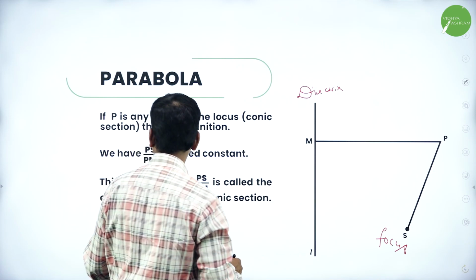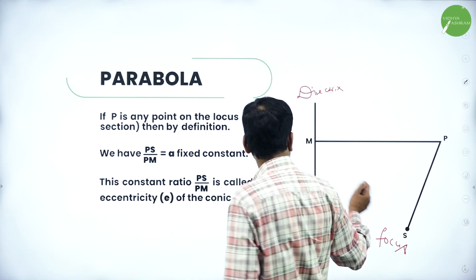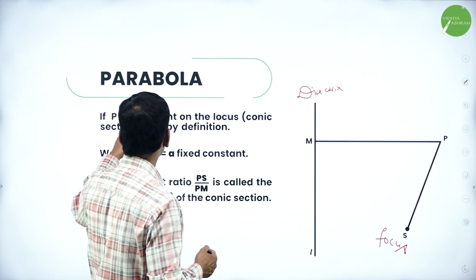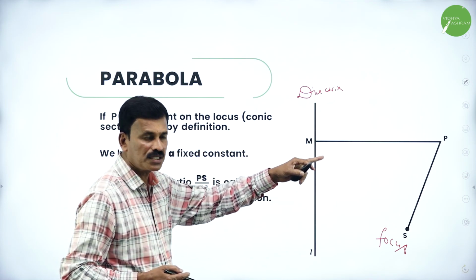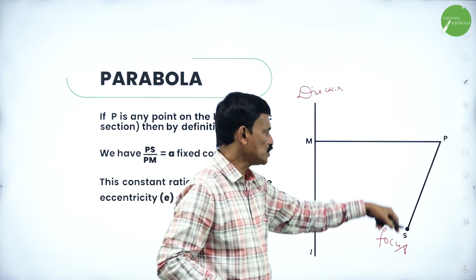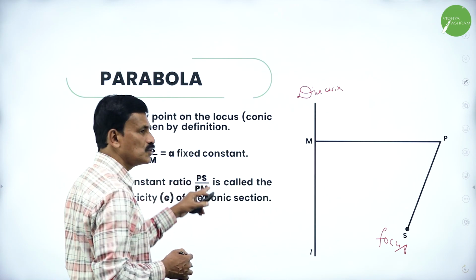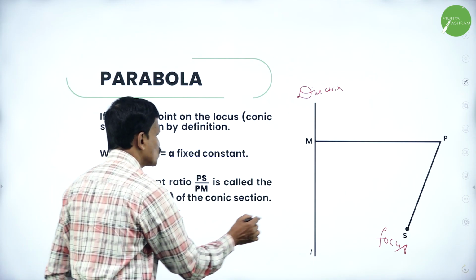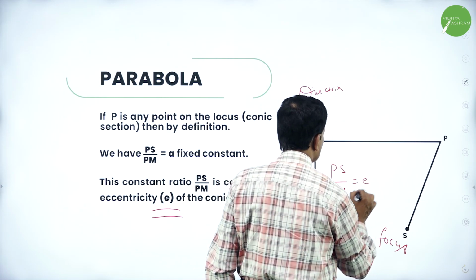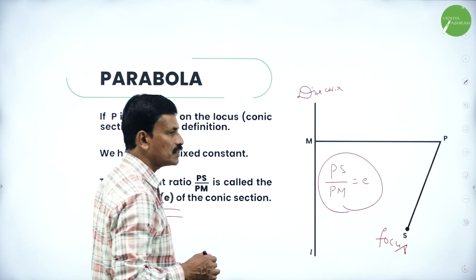So P is any point on the locus, that is, the conic section. Then by definition, PS by PM, the ratio of the distance from P to S and the distance from P to M, is equal to a fixed constant. This constant ratio PS by PM is called the eccentricity of the conic section.